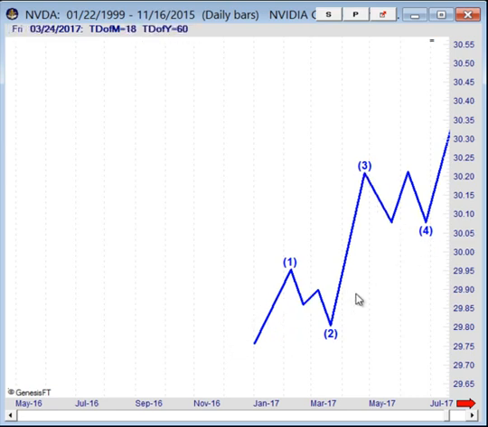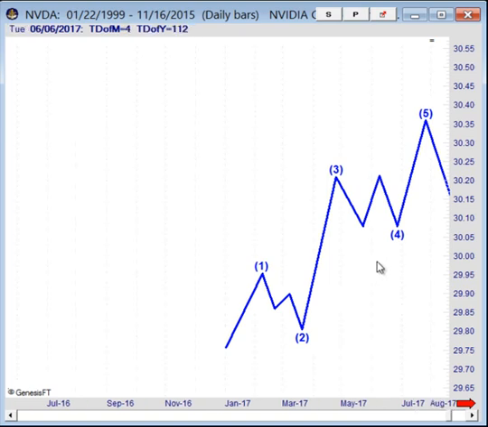Now, because the larger structure we're working to the upside here is an impulsive wave, we already have waves 1, 2, 3, 4. Now we can anticipate a further rally beyond the extreme of wave 3 as we see wave 5 develop. Once we have a 5-wave move within this structure, or possibly an ending diagonal in your 5th wave move, well, again, what can we anticipate?